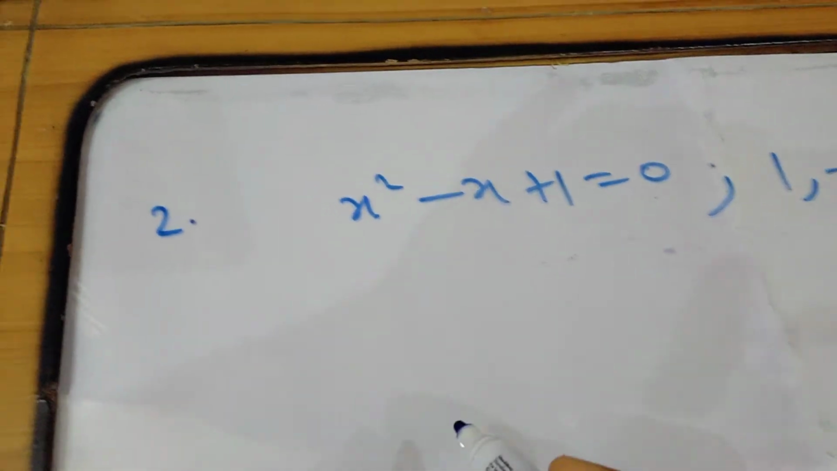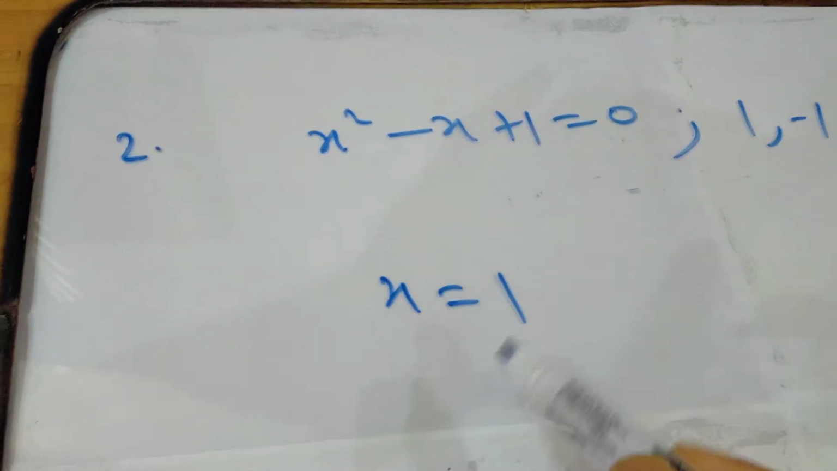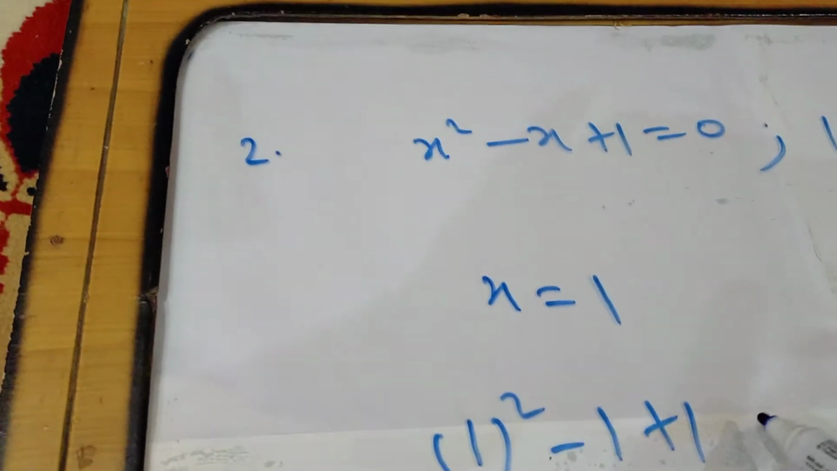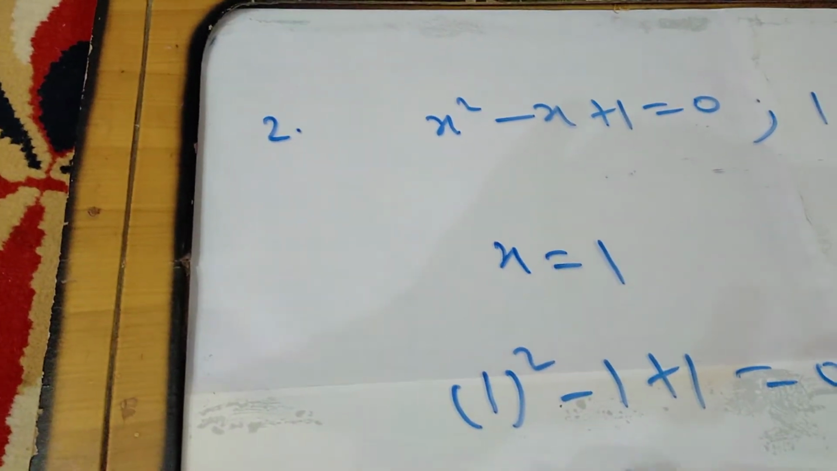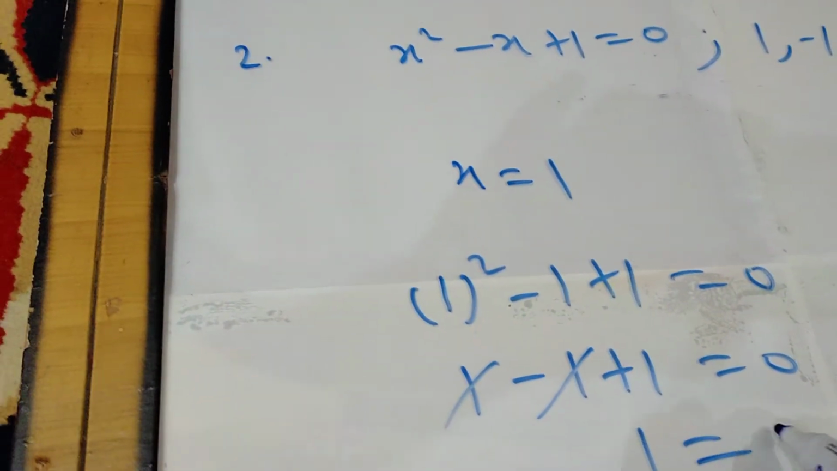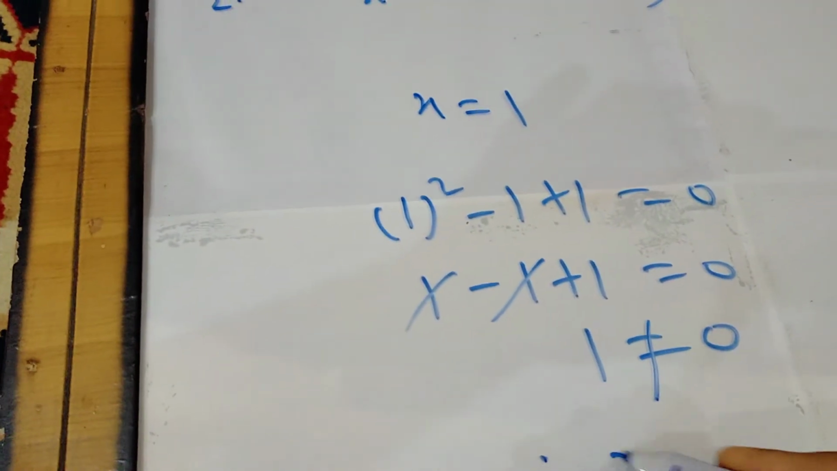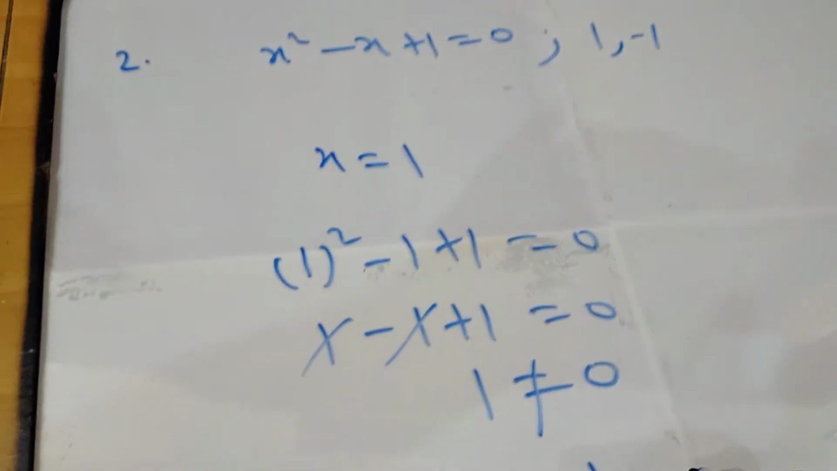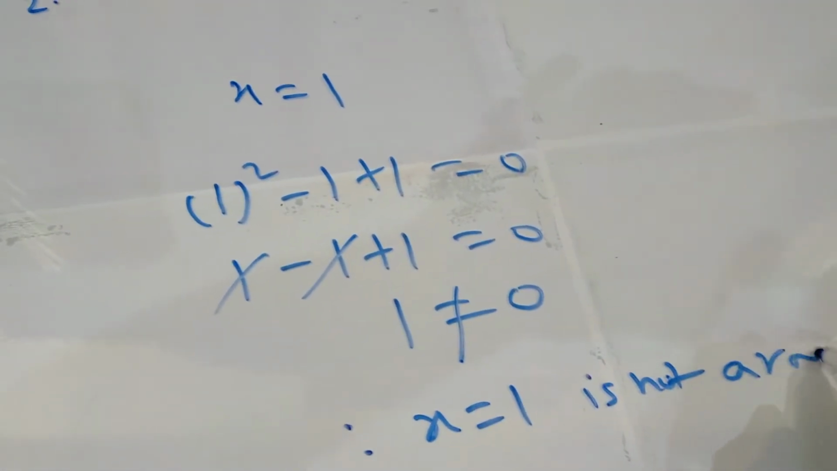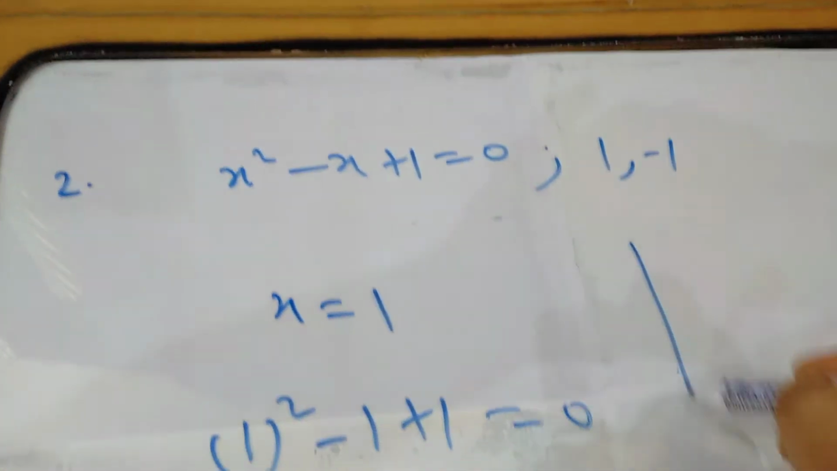First of all, I will put x is equal to 1 because I have to check for 1. So it will be 1 square minus 1 plus 1 equal to 0. It is 1 minus 1 plus 1 is equal to 0. So 1 is equal to 0, which is not possible. So therefore x is equal to 1 is not a root. So move to the next value.